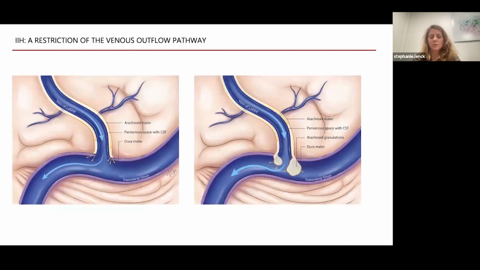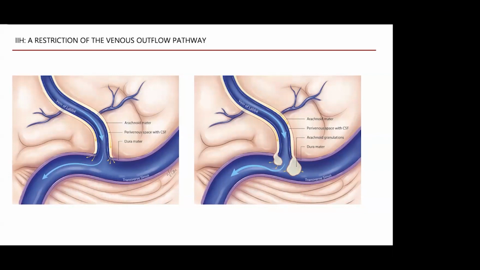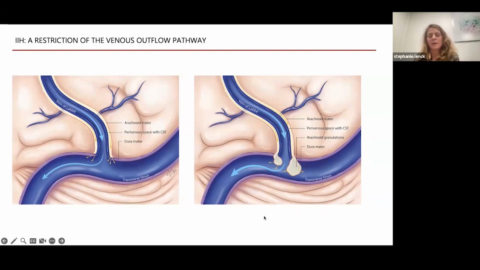And finally, you have the third part of the triad, which is the restriction of the venous CSF outflow pathway, meaning that IIH is always associated with dural venous stenosis. And this has to be, I think, emphasized in this disease: idiopathic intracranial hypertension is a venous disorder and is related to dural venous stenosis.